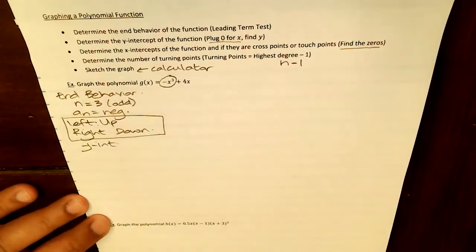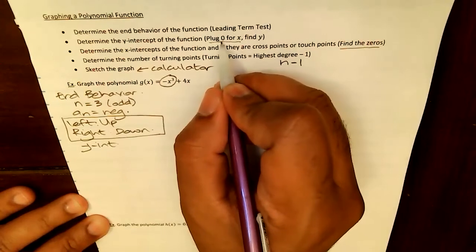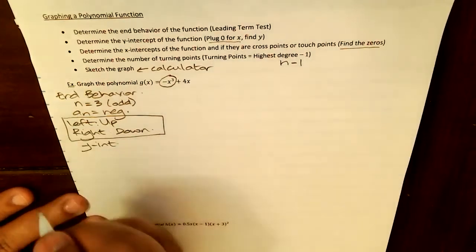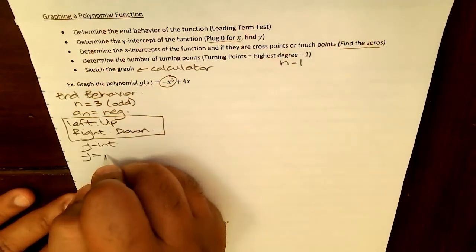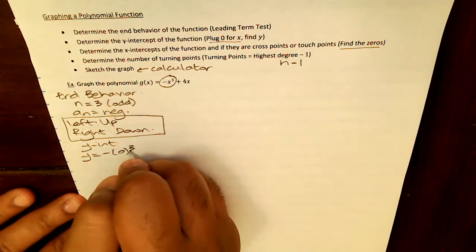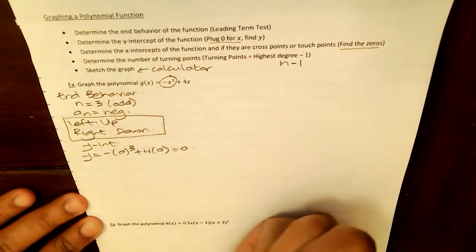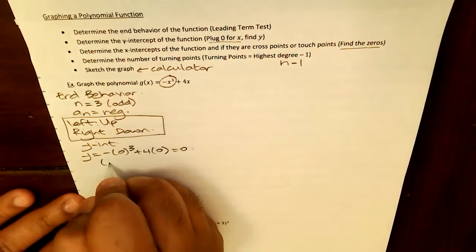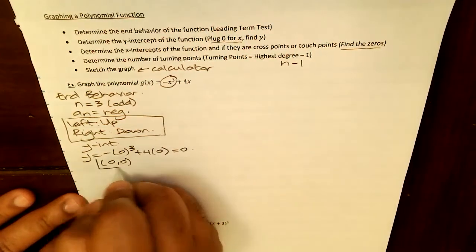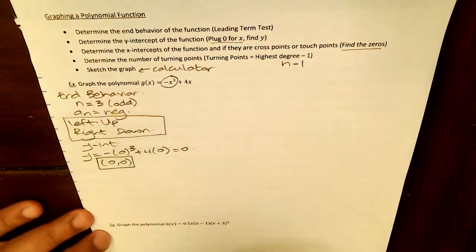Next, we're going to talk about the y-intercept. To find the y-intercept, it's just a matter of plugging in 0 for x. So to find the y value, I'm going to replace x with 0. Negative 0 cubed plus 4 times 0 is going to equal 0. So my y-intercept will be the point (0, 0).